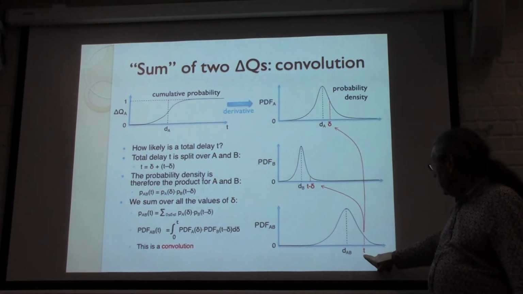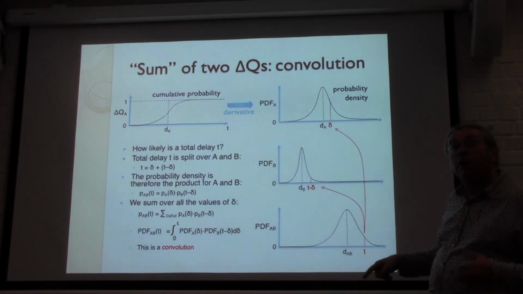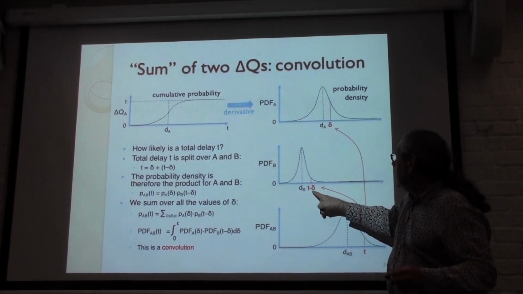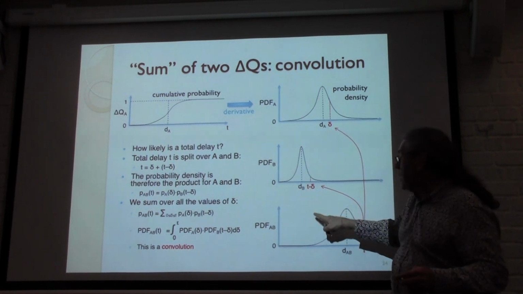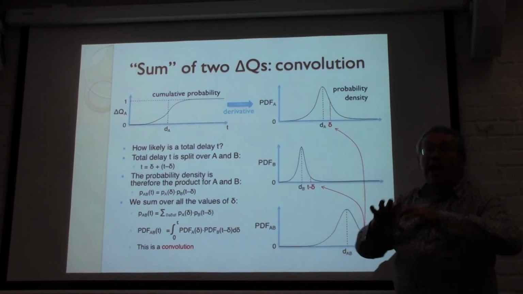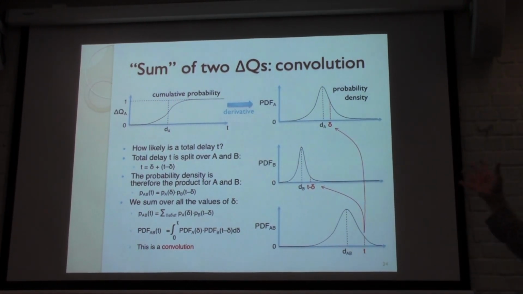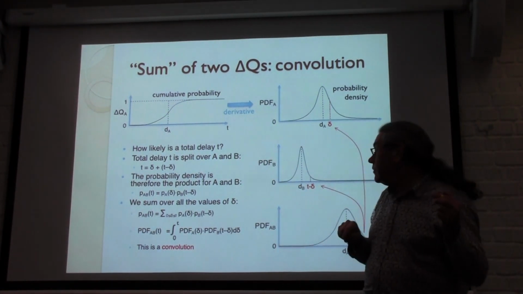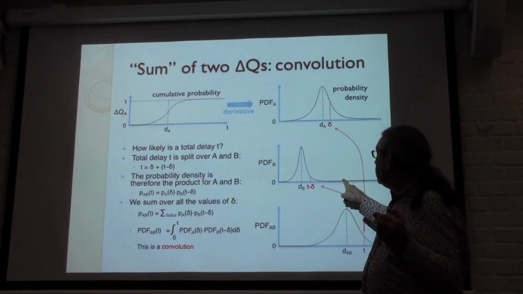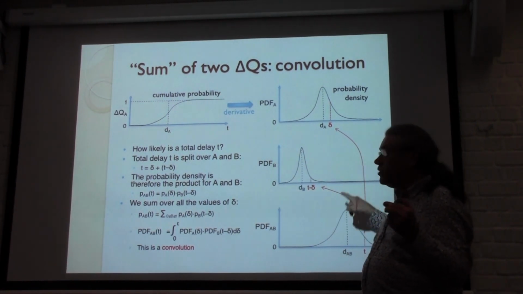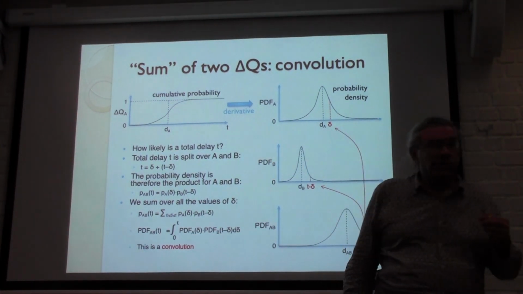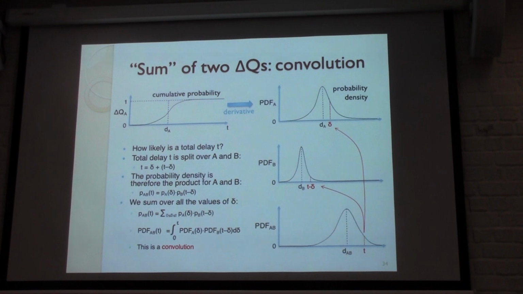It's because in order to get T, there are many possibilities. For all the possible little deltas, there's many ways to get T, and you have to add them all up. And adding them all up, because it's continuous, is an integral. It's not a sum. If this was a discrete distribution, it would be a sum. But since it's continuous, it's an integral. Okay? So this gives you the intuition of convolution.